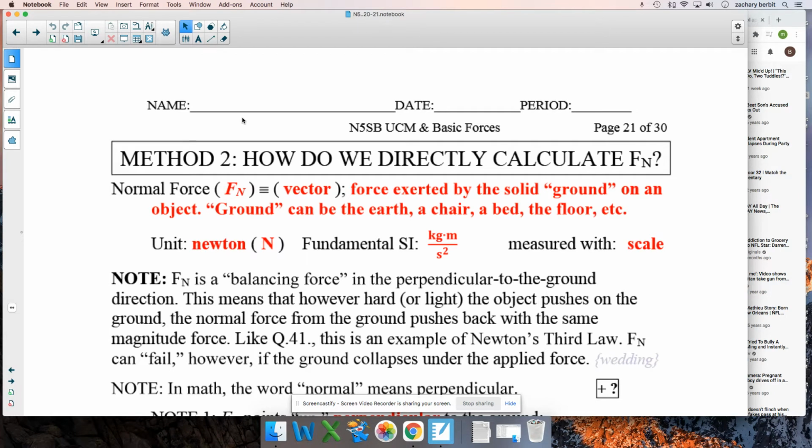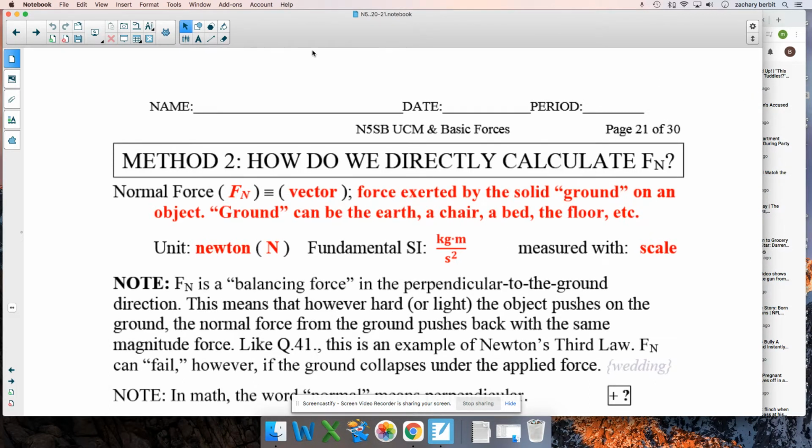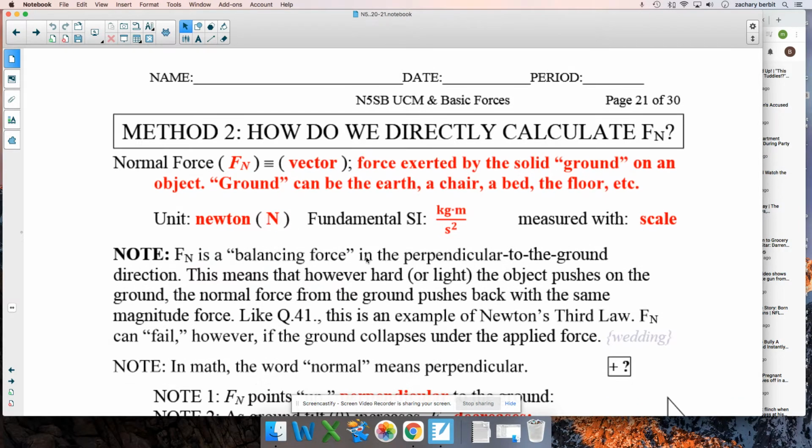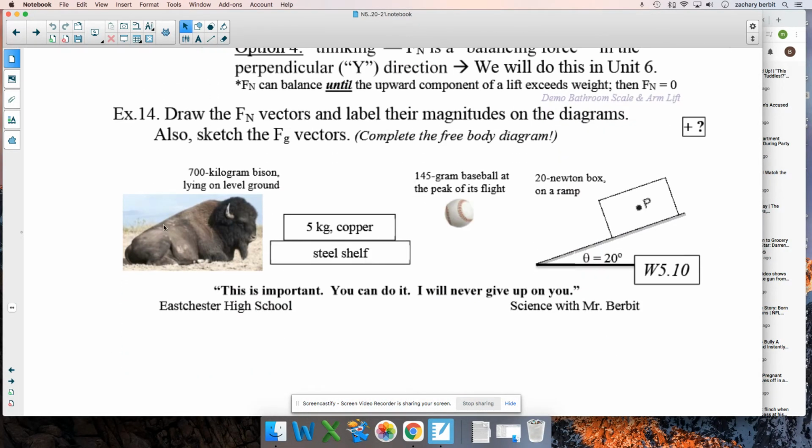Okay, so today one of the things you're going to learn about is something called the normal force. Now, the normal force exists all around you, and you experience it all the time. You just don't really think about it. So let's scroll down to the bottom of page 21 for a moment, and we're going to fill in a couple of diagrams down here.